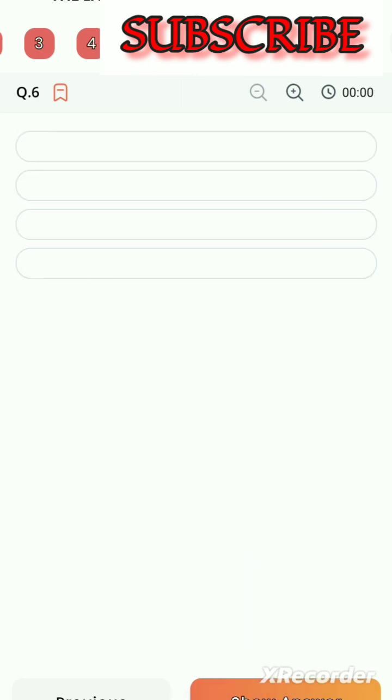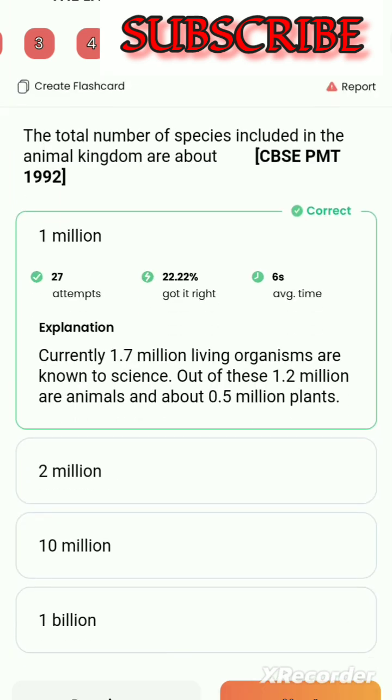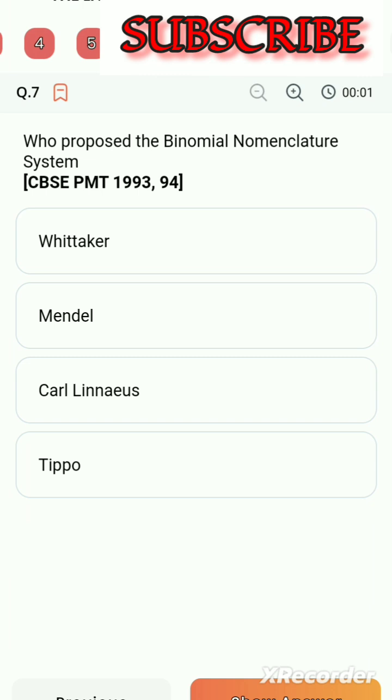Question number 6, the total number of species included in the animal kingdom is about 1 million. Currently it is 1.7 million living organisms. Out of it, 1.2 million are animals and about 0.5 million are plants. That is the current situation.